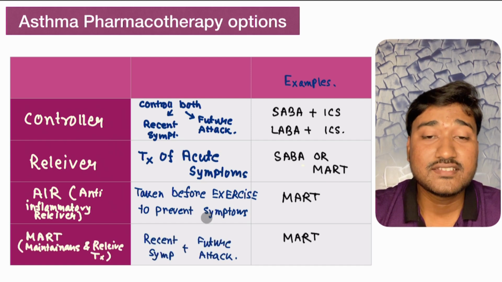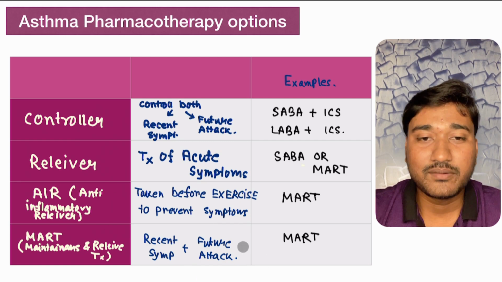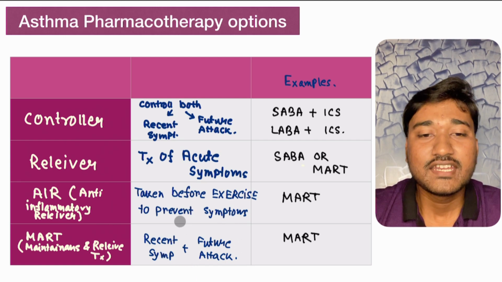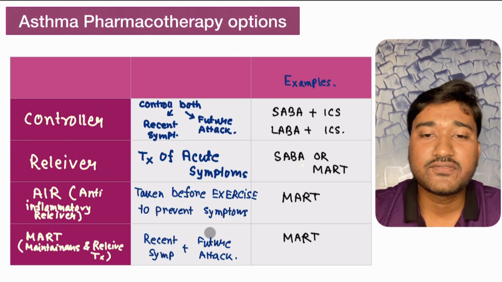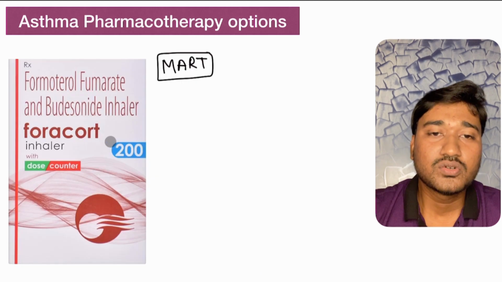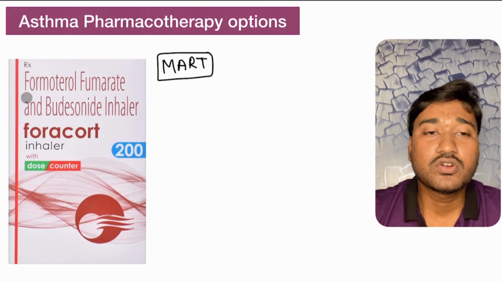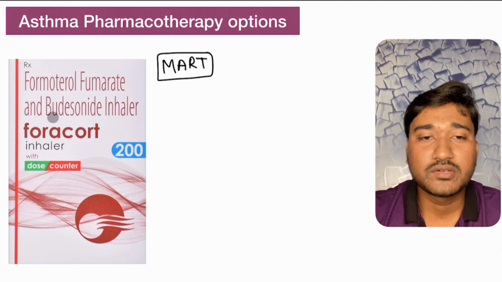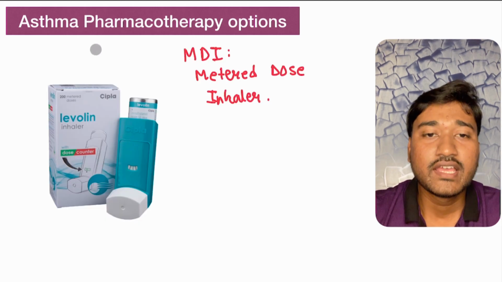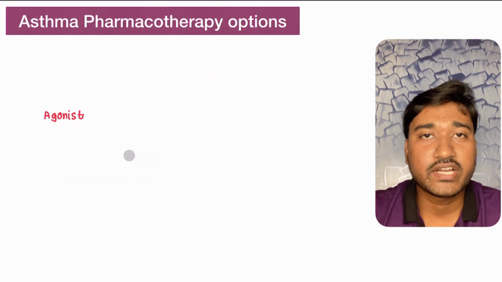You know, the MART here is basically the king in our management of asthma. It can control the recent symptoms as well as future attacks. So this is a typical example of MART, maintenance and reliever therapy, Foracort, which contains formoterol as well as budesonide. Budesonide is your inhalational corticosteroid. And this is a picture of an MDI, metered dose inhaler, of levosalbutamol, which is SABA, short-acting beta-2 agonist.